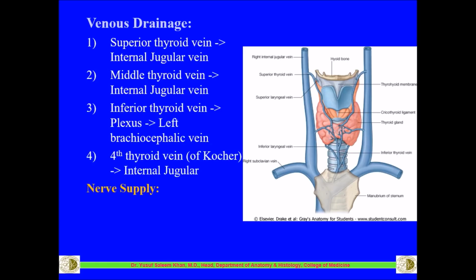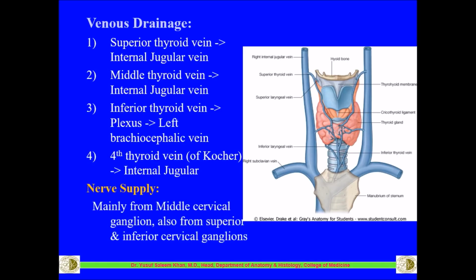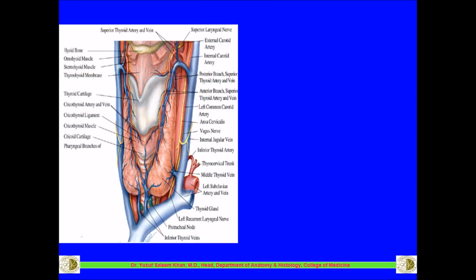Coming to the nerve supply. Nerve supply is mainly by the middle cervical ganglion, the sympathetic mainly from the middle cervical ganglion. Sometimes it can also be supplied by a small contribution from the superior as well as the inferior cervical ganglions. As you know, in the neck there are three cervical sympathetic ganglions, the superior, middle as well as the inferior. So this is mainly supplied by the middle, and sometimes also by the superior and inferior cervical ganglions of the sympathetic system.